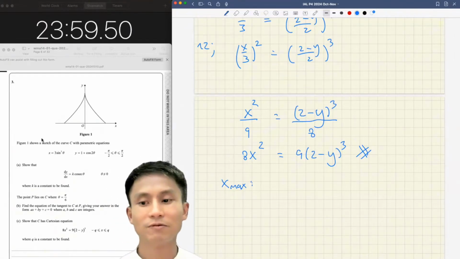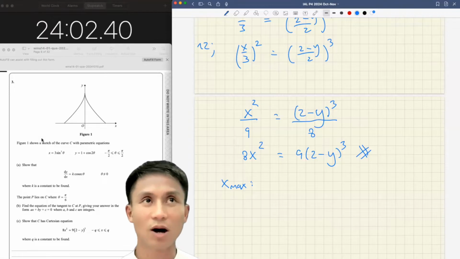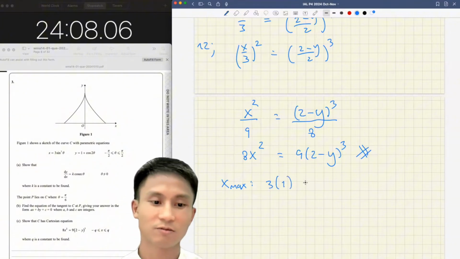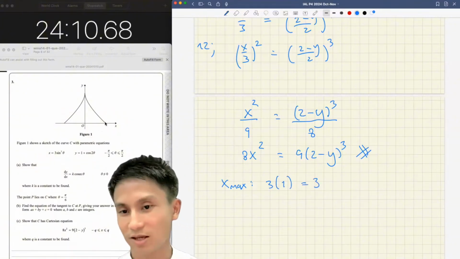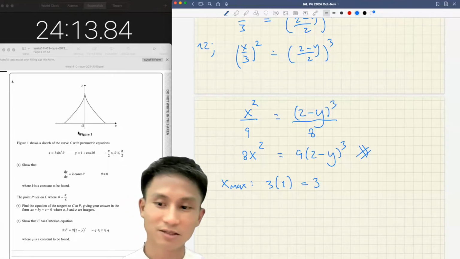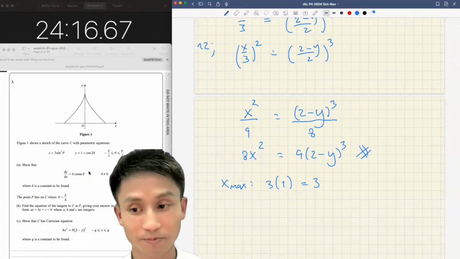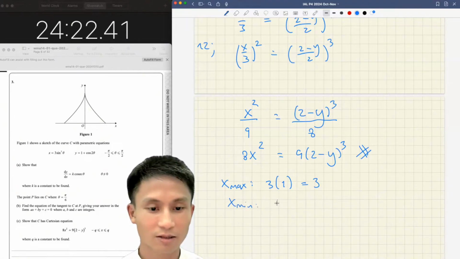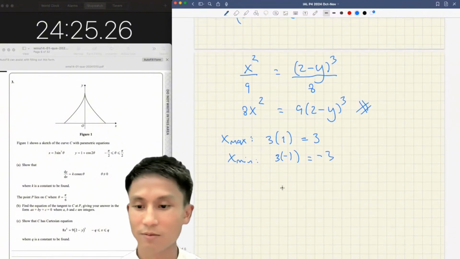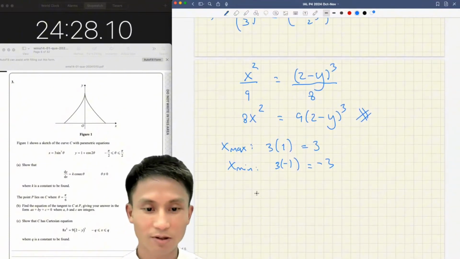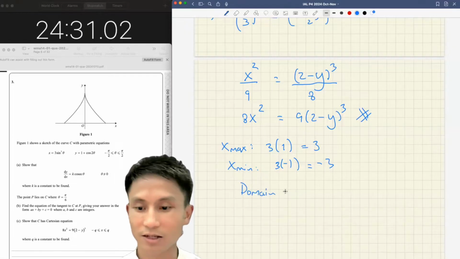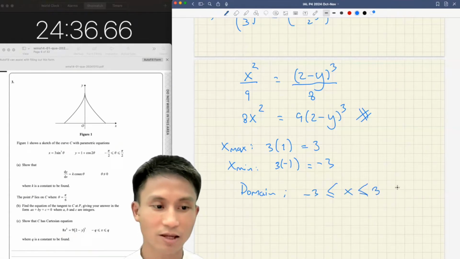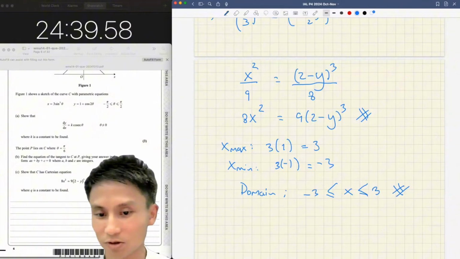So think about the maximum value of sine theta. That cannot exceed 1, can it? So x max there is just 3 times 1, which is 3. That means this should be minus 3, because sine theta could also be minus 1, the minimum. So x min is 3 times minus 1, which equals minus 3. So the domain of that Cartesian would be minus 3 less than or equal to x less than or equal to 3. Also that, right? I almost forgot to find that.